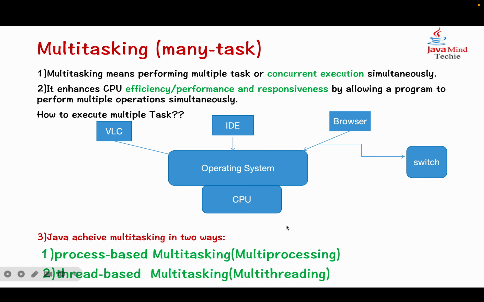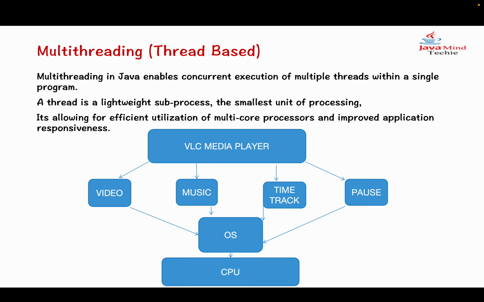See, we can achieve multitasking in two ways. First, process based, that is multiprocessing, and second is thread based multitasking. You can see here multi-threading. Multi means many; thread, I will explain. Don't worry about what a thread is, I will explain. Just like multiprocessing means many processes, each individual task is called one process.